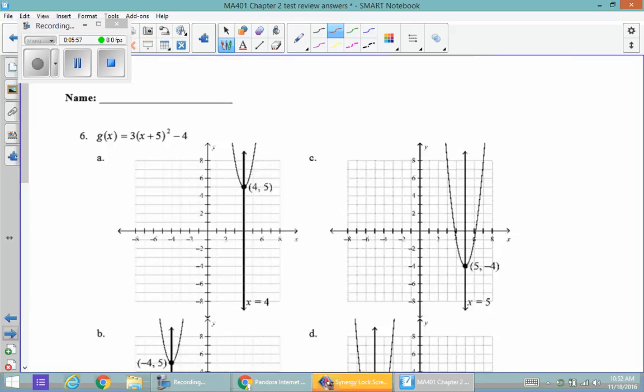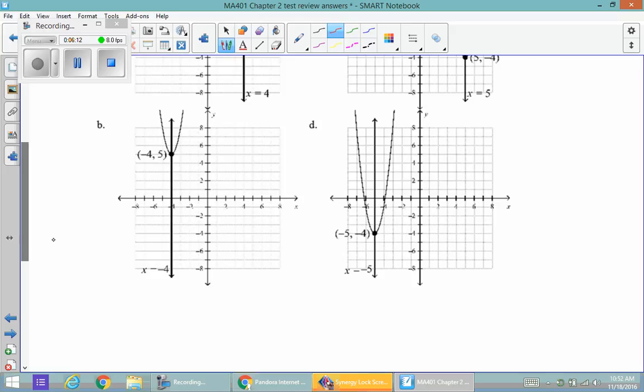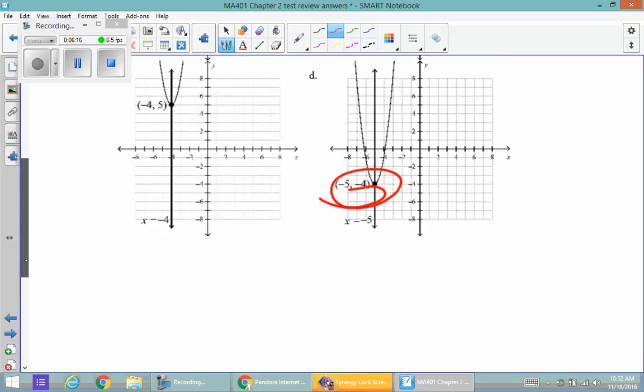Okay, over here we're graphing it again. Remember the vertex is the opposite of what you see and then what you see, so you're looking for (-5, -4). And remember, if in doubt, graph it out, but I don't think we have any doubts here. There's your answer, (-5, -4).